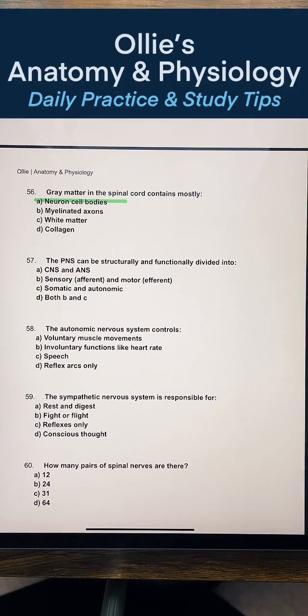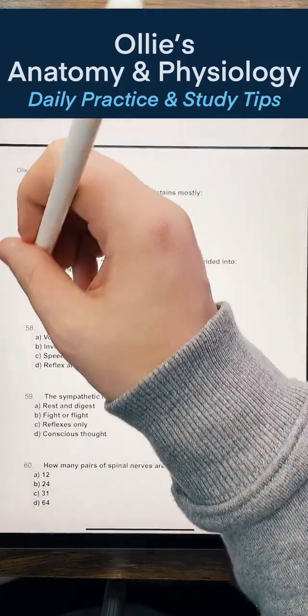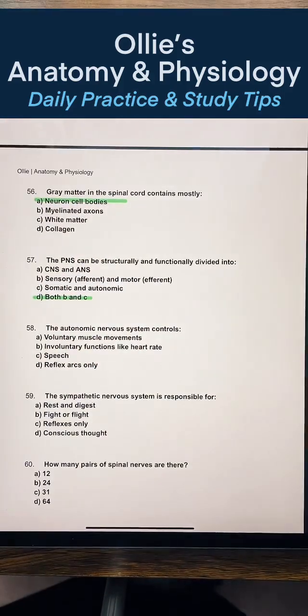So yeah, gray matter is unmyelinated. White matter is myelinated. So think of gray as your processing center, your cell bodies, and white is your wiring, the myelinated ones. Does that make sense? Hopefully. But number 57, it can be D, both B and C. So you have your sensory or afferent and your motor efferent, and the motor is going to go into your somatic and your autonomic.